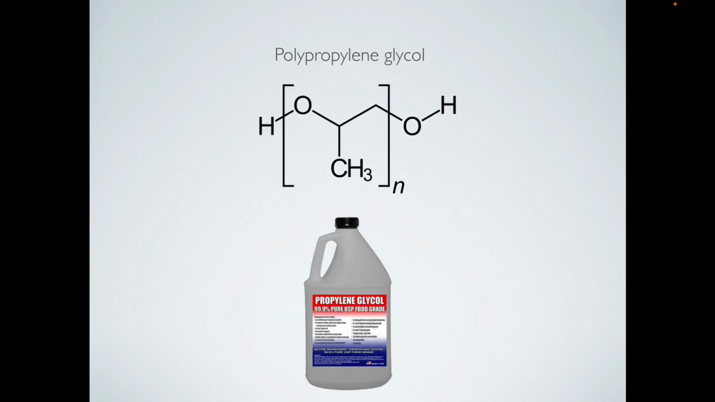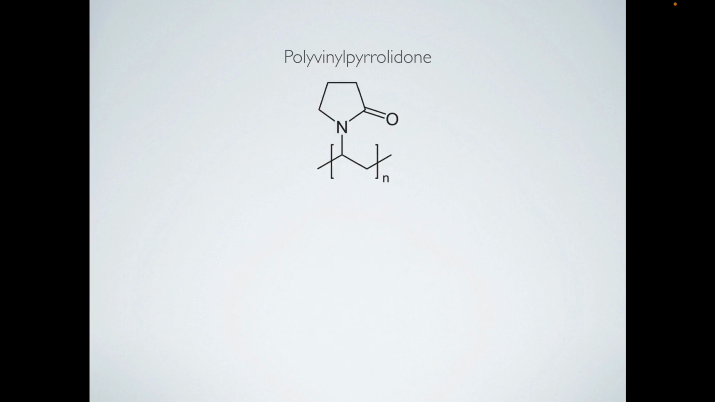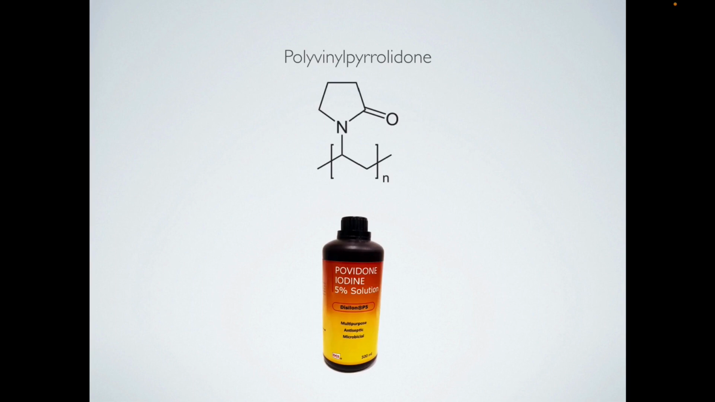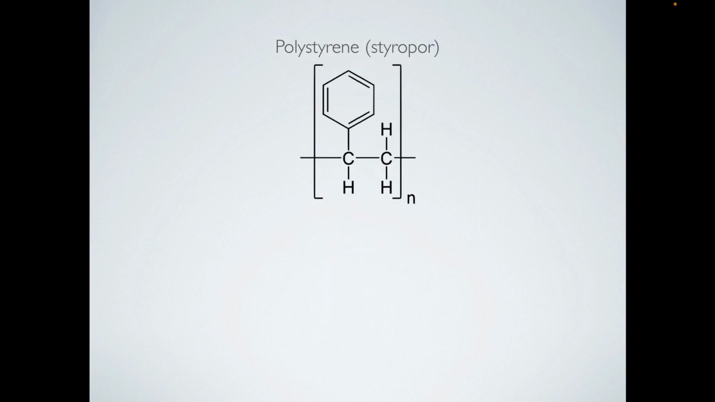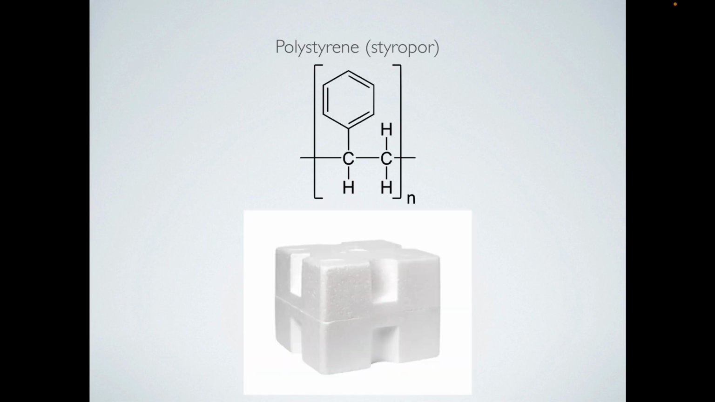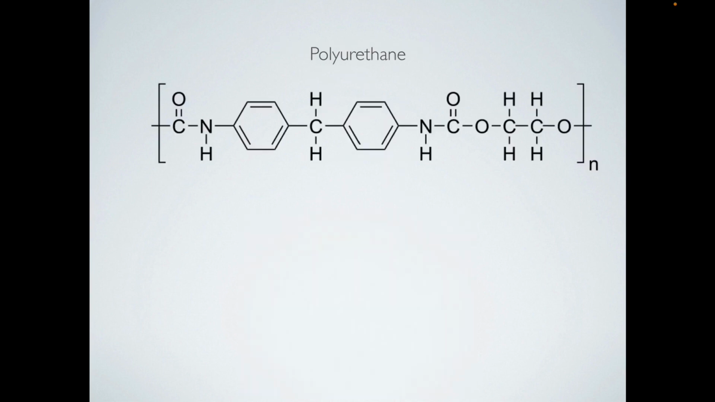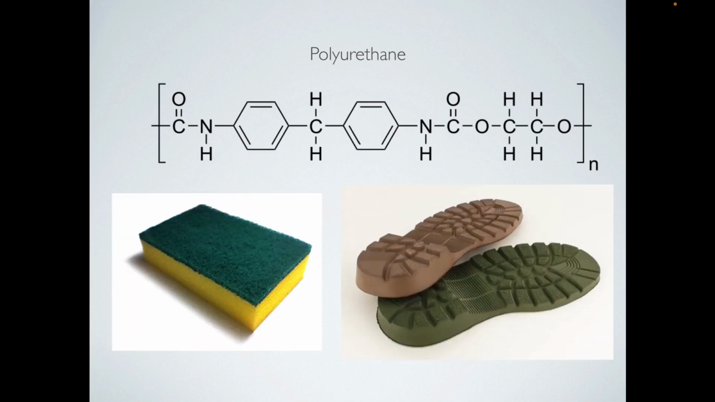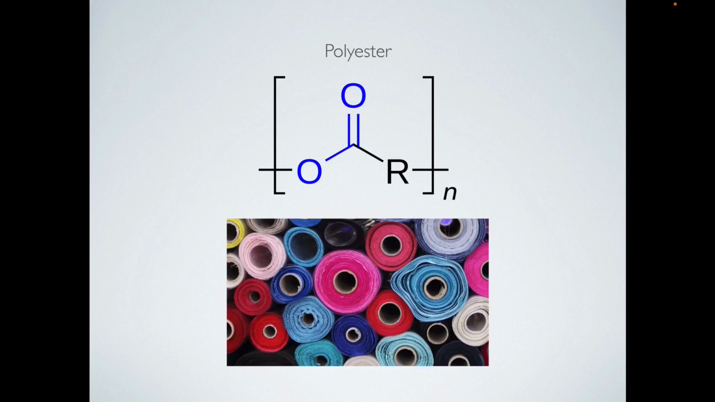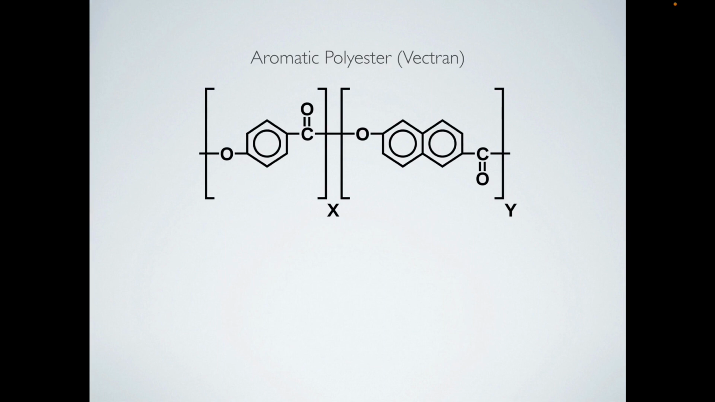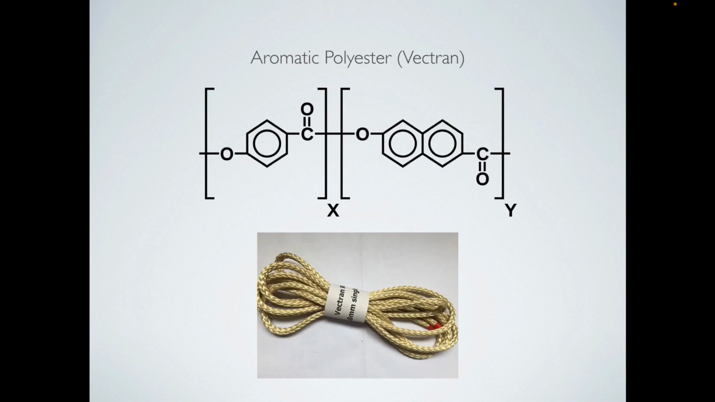Exactly the same thing for polypropylene glycol. Polyvinyl pyrrolidone or povidone, this one is usually added to iodine and used as an antiseptic. Polystyrene, trade name Styropor, used in packaging goods. Polyurethane, different applications of polyurethane like kitchen sponges or shoe soles, etc. Polyester, this one is used in fabrics and textiles. Aromatic polyester, trade name Vectran, again used in fabrics and in synthetic ropes.